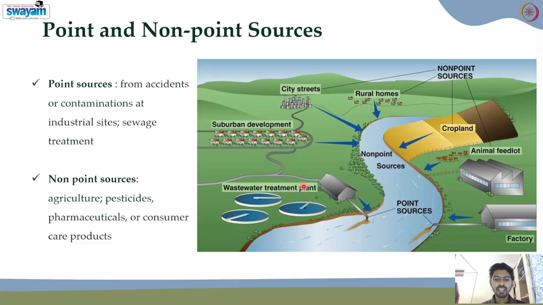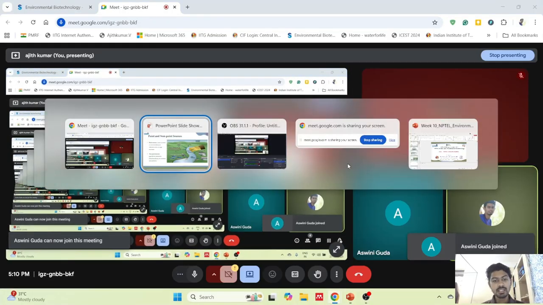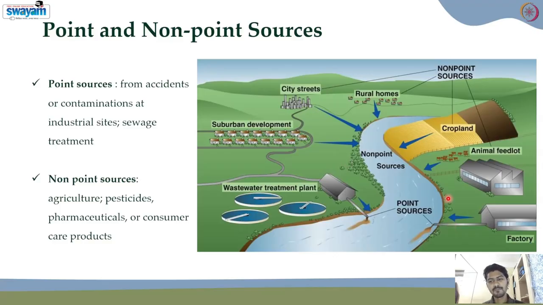Similarly, if the pollutant or wastewater is released from a wastewater treatment plant, this also comes under the point source. These are all single points of contaminants. That is, their source of pollutant is well known. In this case, it is a factory, and in this case, it is a wastewater treatment plant. So the point source is nothing but a source of contaminant that can be easily found. You can directly point to where the pollutant is coming from.